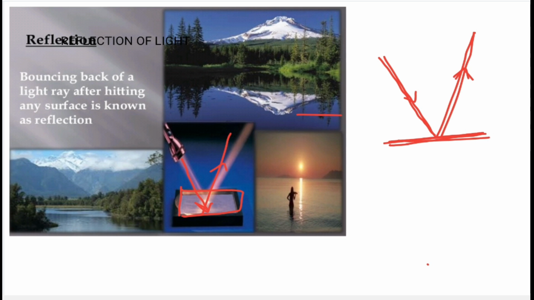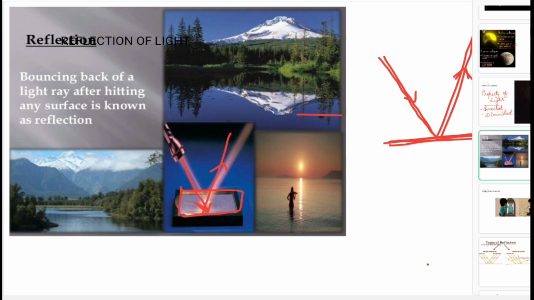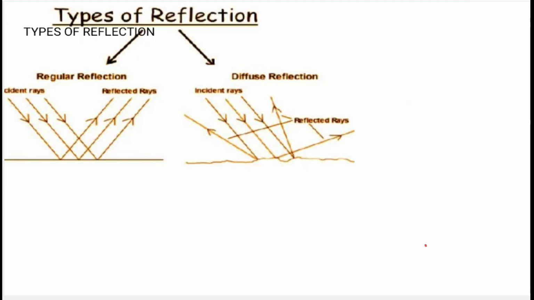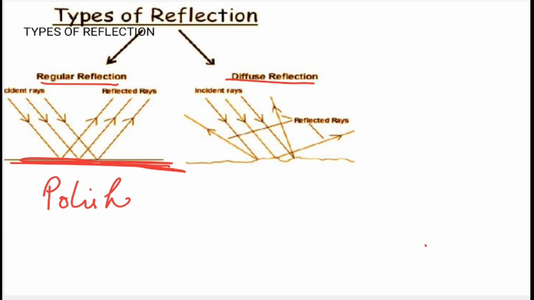We will now study that reflection can be of two types. What two types? We have regular reflection. As we can see in our daily life also, we have two types of surfaces. If we have a regular surface, a smooth surface, a polished surface, then what type of reflection can be seen?